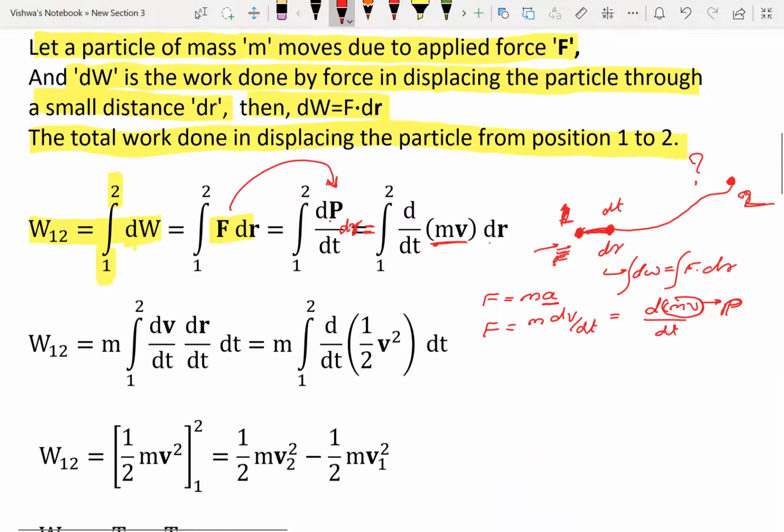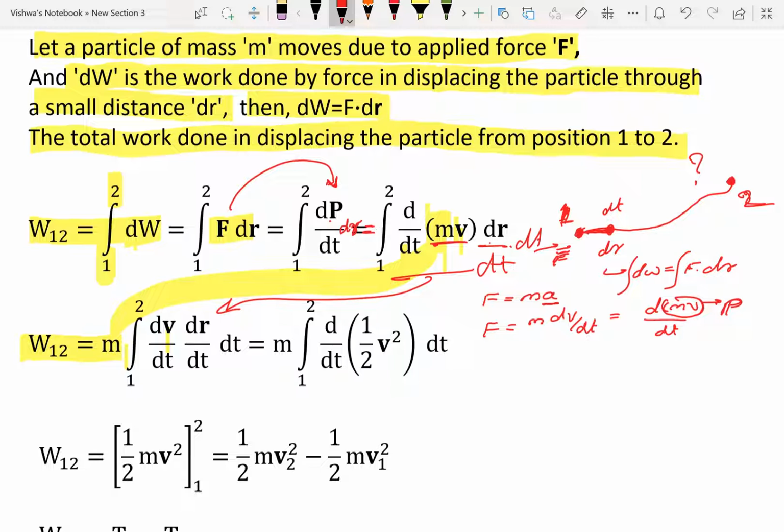Next, total work done equals m into, this m is constant, so take it outside, m into dv by dt into dr by dt into dt. We are just multiplying by dt and dividing by dt. For this it is dt into dt. So the equivalent of this equation is here.